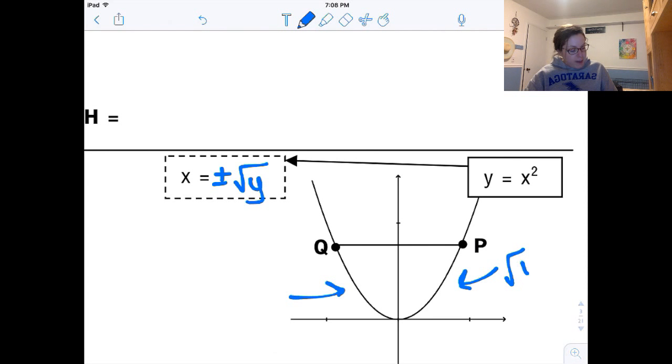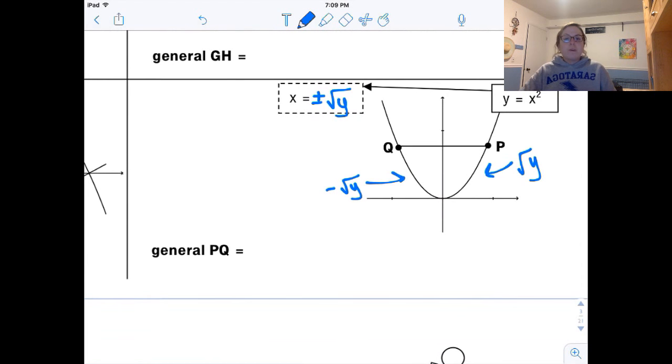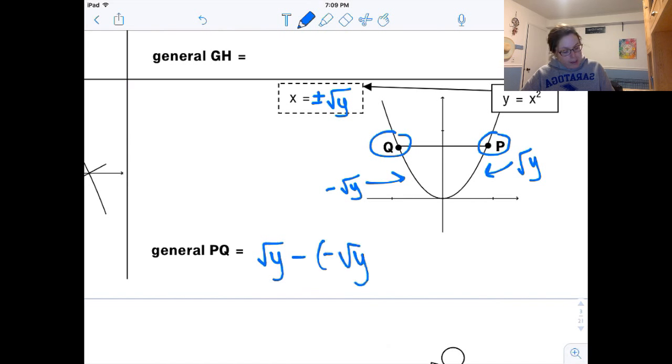This side here is my positive square root of y. This side here is my negative square root of y. So when we find the general distance between those, we're going to do right minus left. And so I'm going to do my p here minus q. So that is square root of y minus negative square root of y, which is 2 radical y. So if you ever see that, that's where that comes from, the plus or minus in there, right?